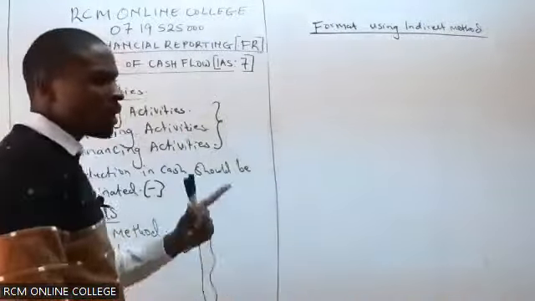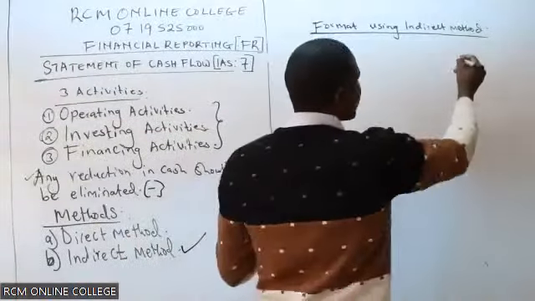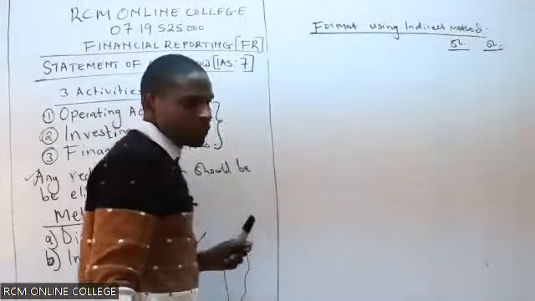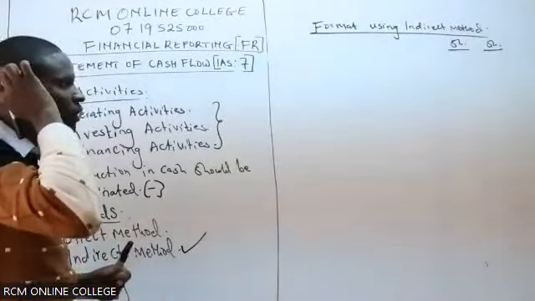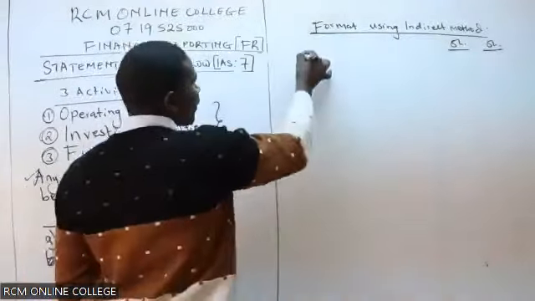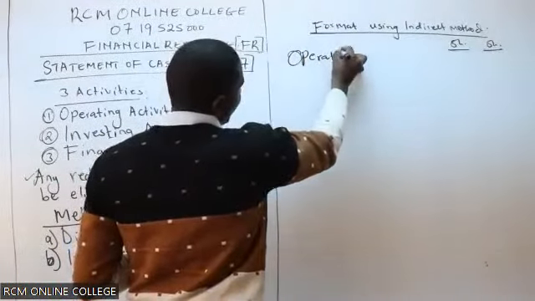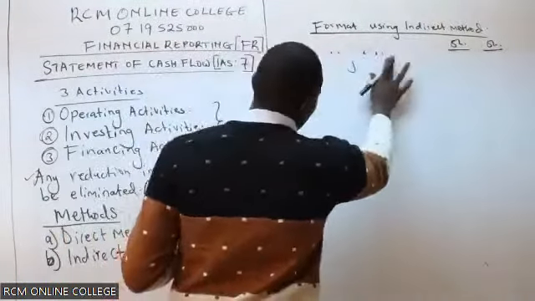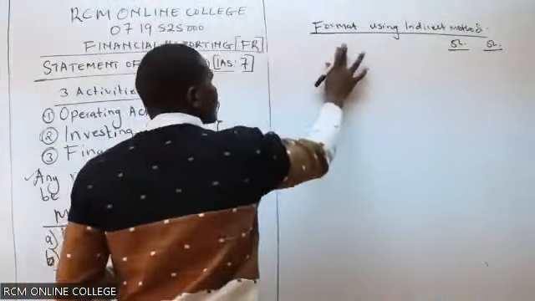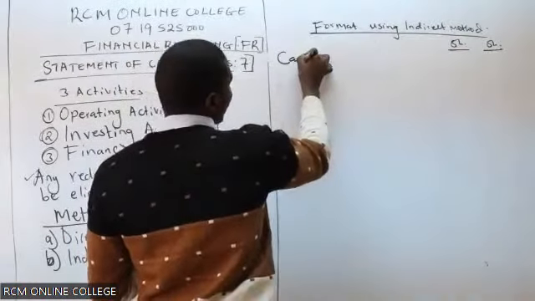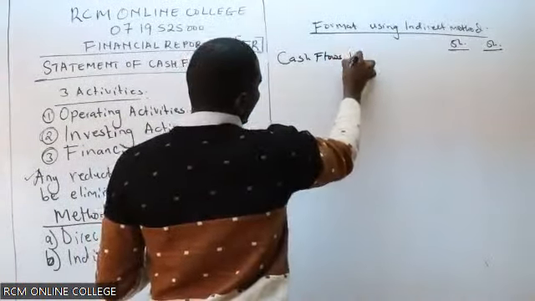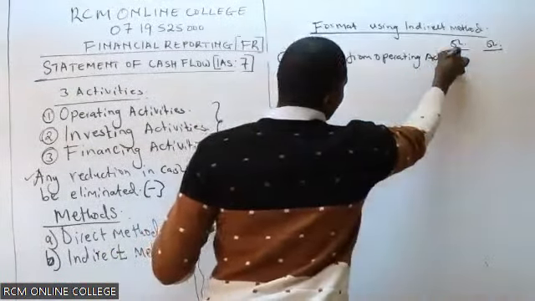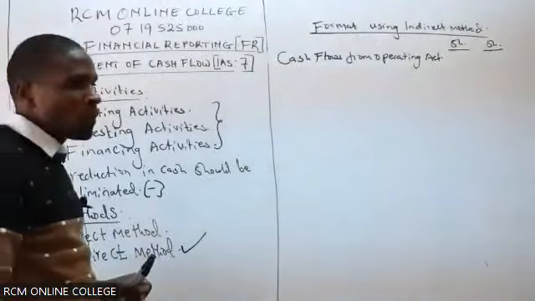So, format using the indirect method. Great. For the cash flow, I would advise that you use two columns. So we can have the two columns there, in shillings. The first activity is operating activities. That is cash flow from operating activities. It's good to state it. Let us just put it in that order: cash flow from operating activities.